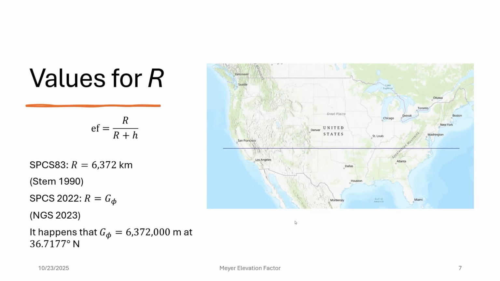It might be interesting to know at what latitude the Gaussian radius of curvature for GRS 80 matches 6,372,000 meters, and that works out to 36.7177 degrees north. That is the horizontal blue line that you see in the map off to the right. It's near the center of the United States, but it's not actually in the center. It's shifted a little bit to the south.